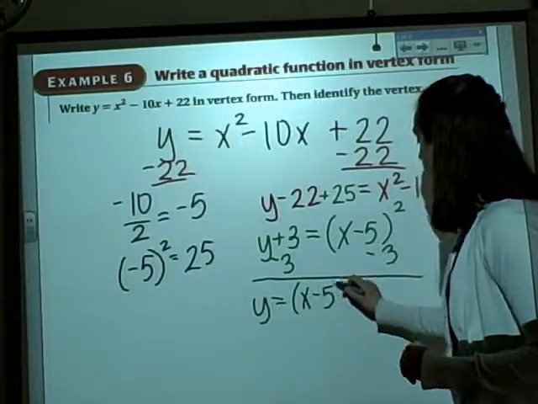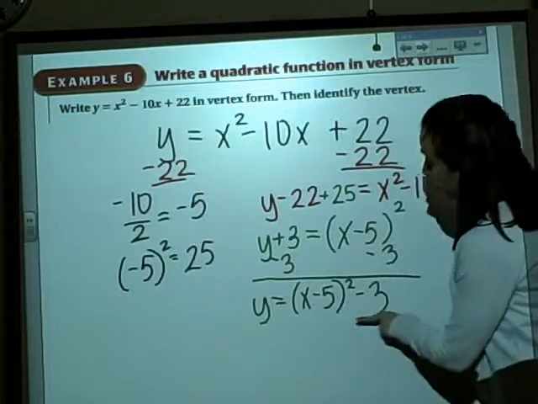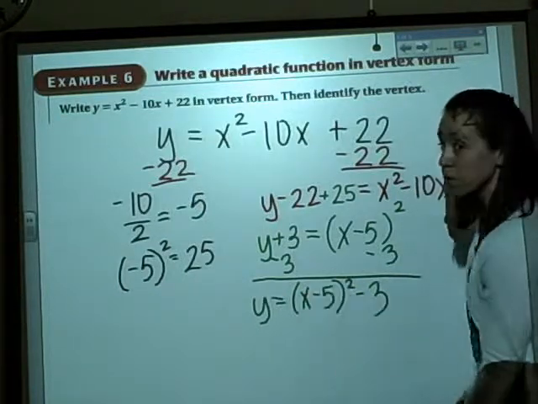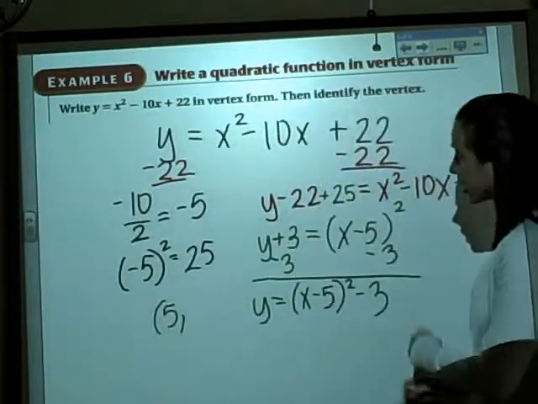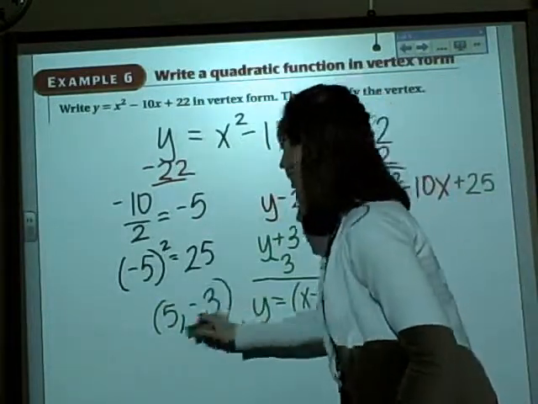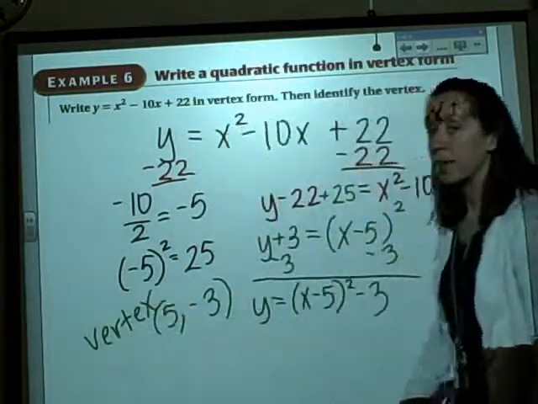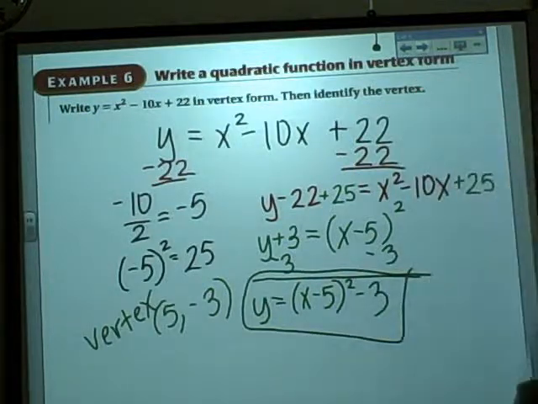And since you guys are super awesome and smart, you remember that when we have a vertex form quadratic, we pull out the opposite of what's in the parentheses and whatever's at the end. And this is the vertex of our parabola. This is the answer that they're looking for. That would be your final answer.